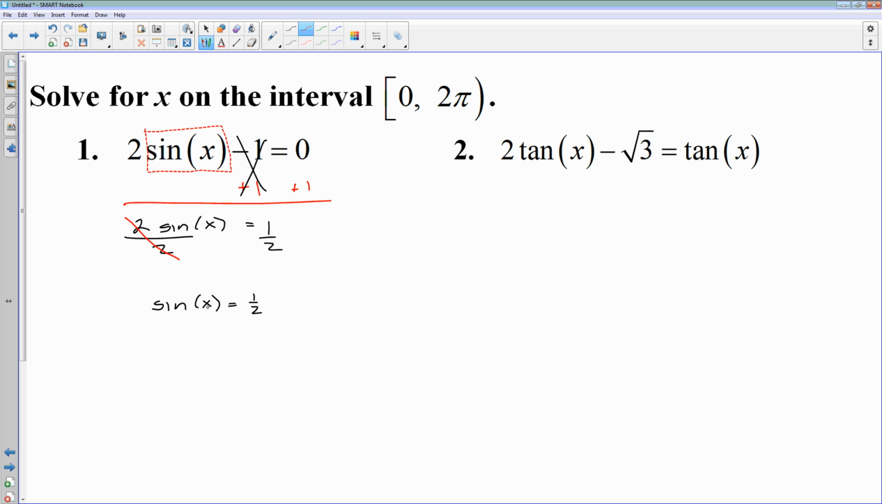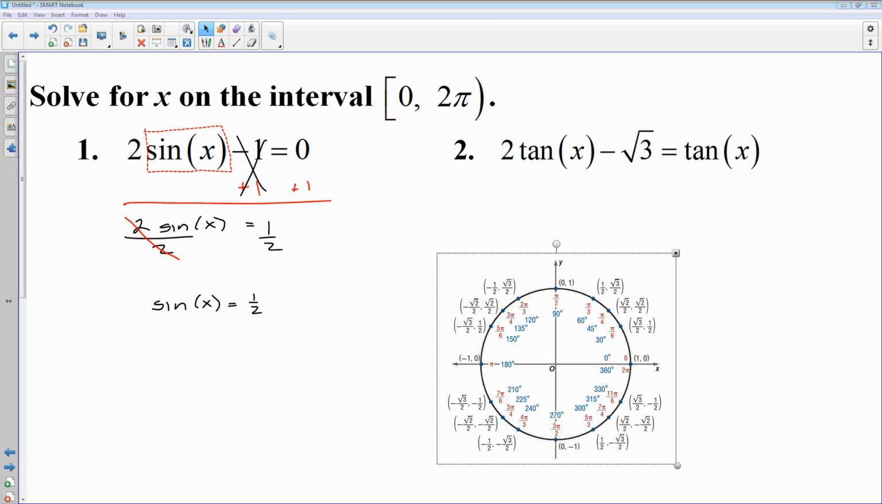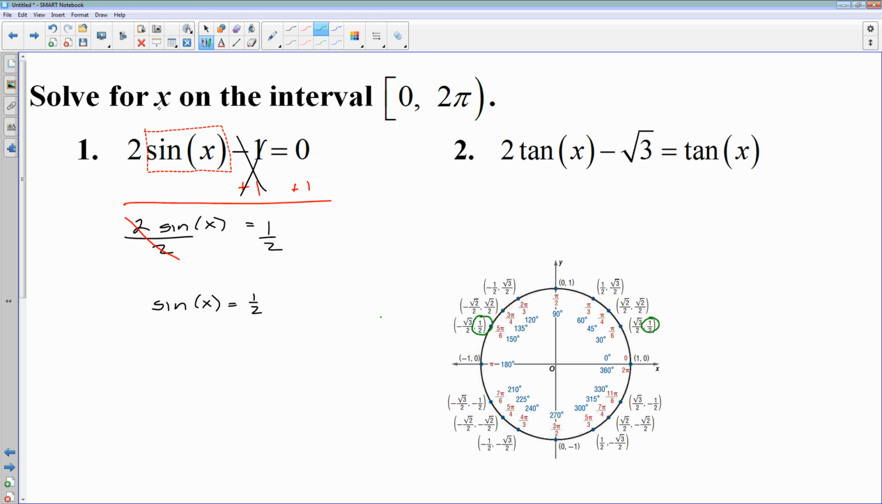If you are using a calculator, then you could punch in the inverse sine of 1/2 to solve for x. But you should be able to do this without a calculator. And we're going to do this problem simply by thinking about the unit circle. So let me pull in the unit circle so we can look at that. There we go. So what I want you to do is find all angles x from 0 to 2 pi, so all the way around the circle, where sine is equal to 1/2. Remember, sine is the y-coordinate, and my y-coordinate is 1/2 right here, and again right here. Okay, so sine equals 1/2, and I like to answer in radians.